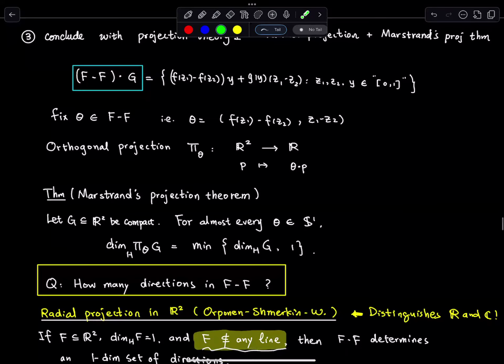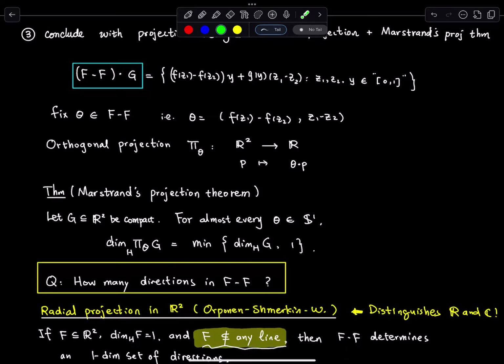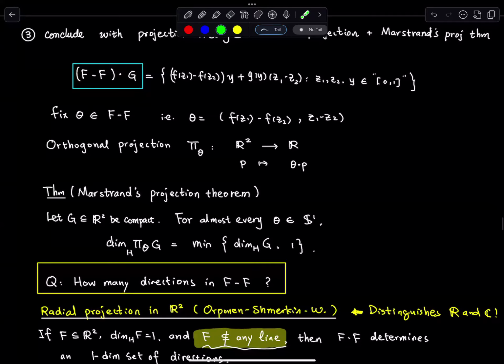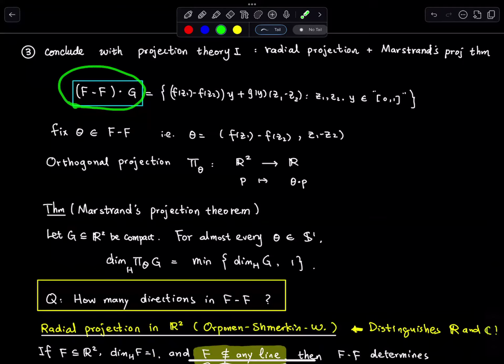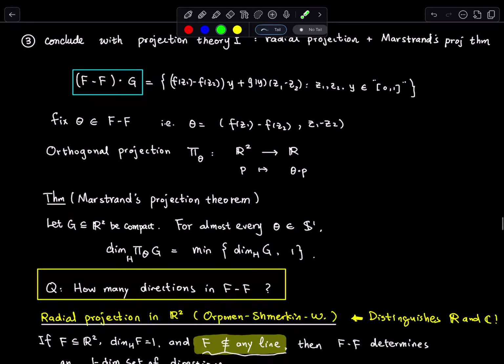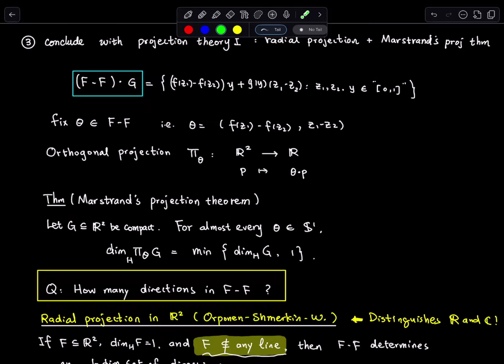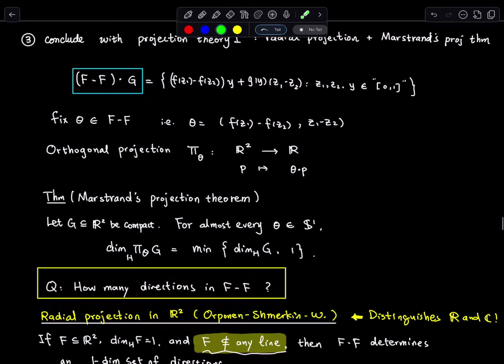I want to emphasize what tools we use. So how to analyze this, let's drop the A. We are going to show that either F minus F dot product with G has 4 dimensions, or they lie on orthogonal lines.